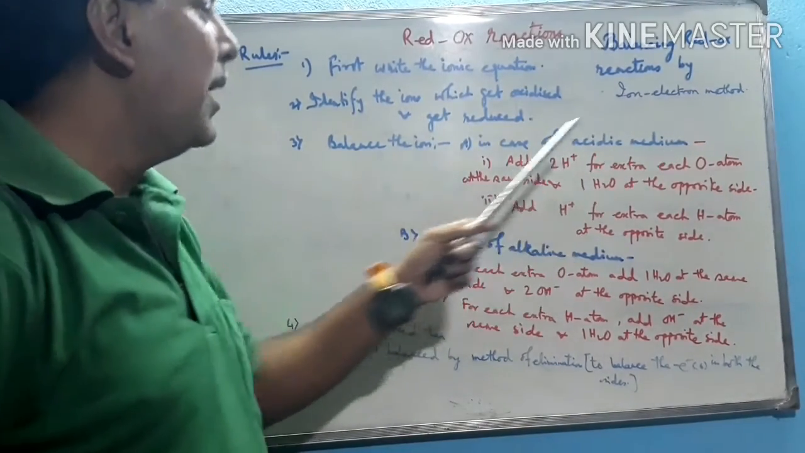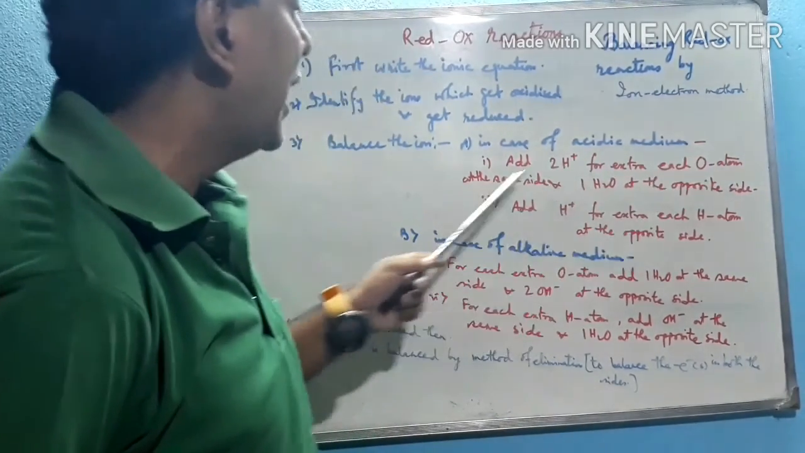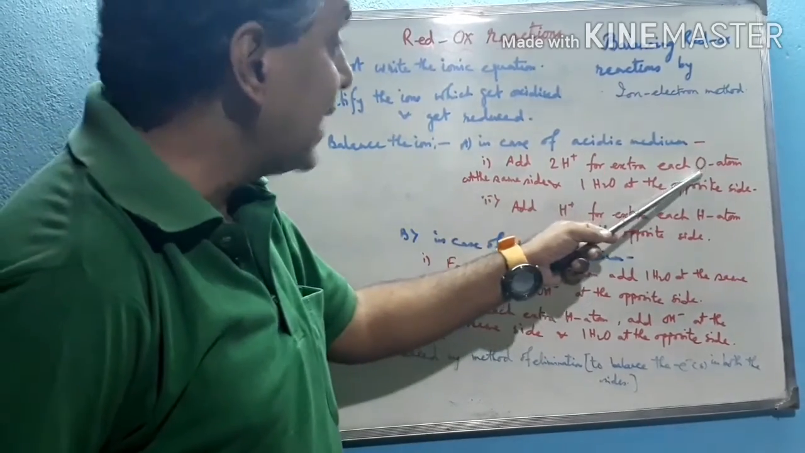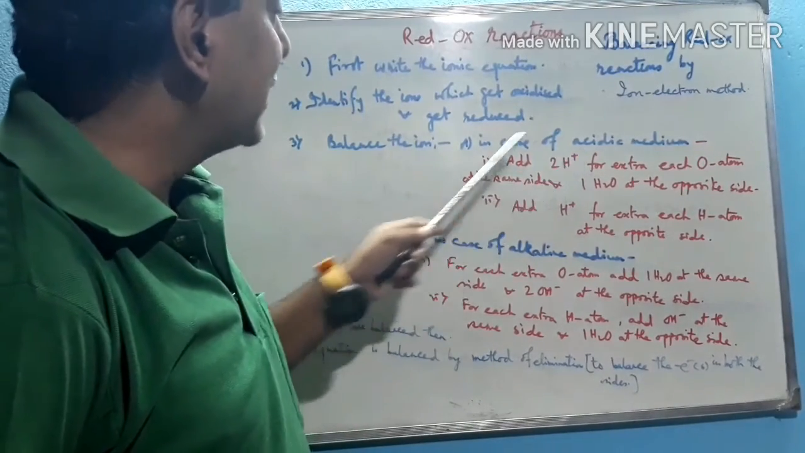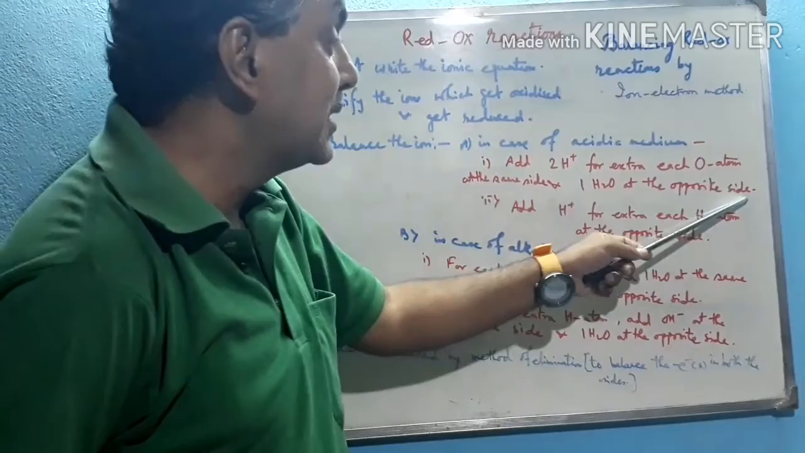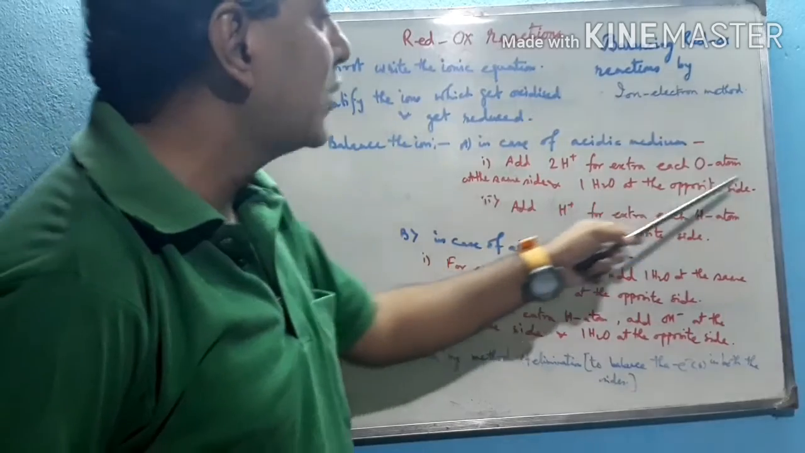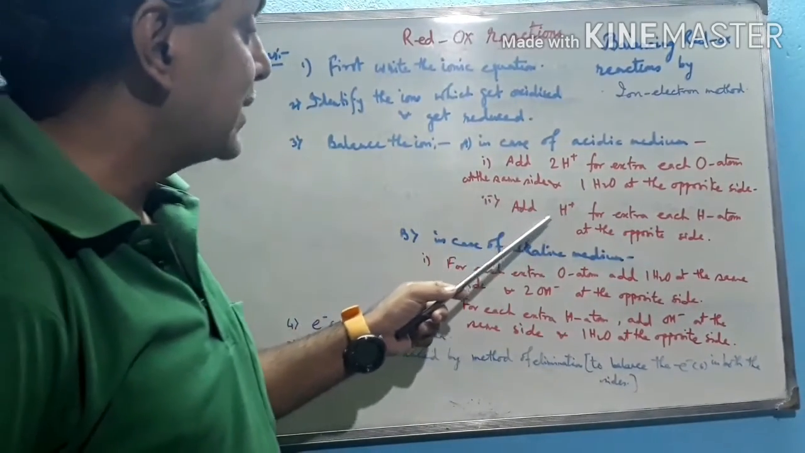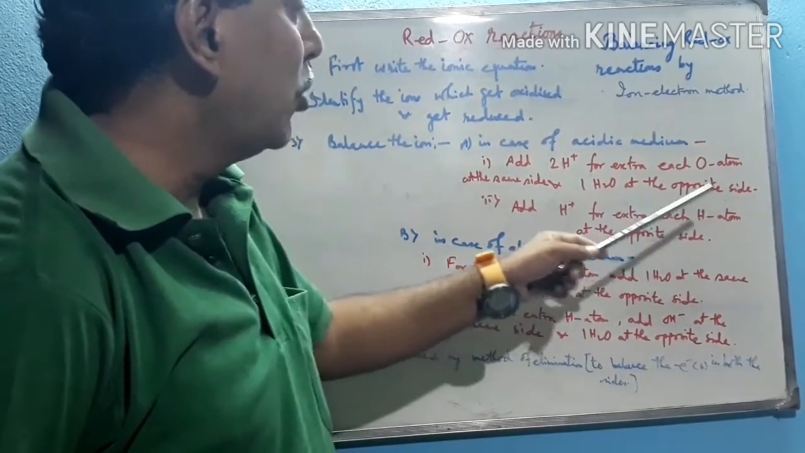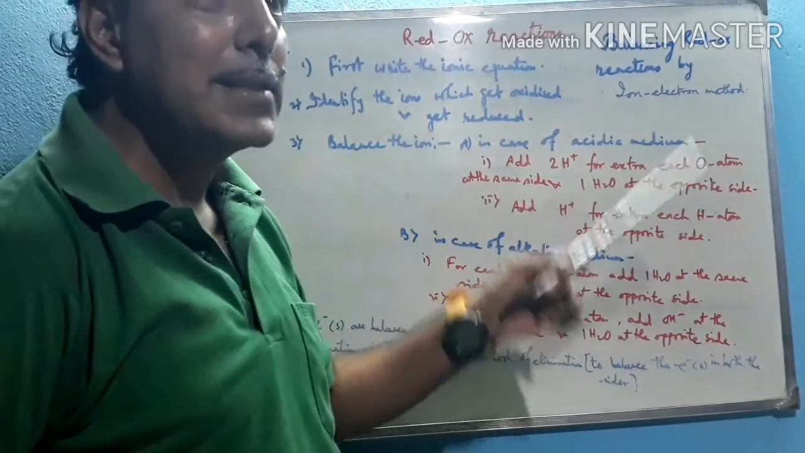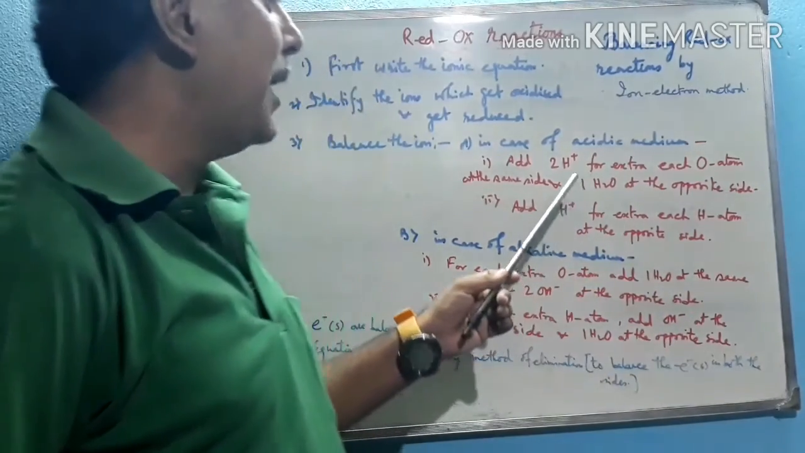In case of acidic medium, add 2H plus ions for each extra oxygen atom at the same side. At that side where the oxygen atoms remain in excess, per oxygen atom we have to add 2H plus at the same side and 1 H2O at the opposite side. In case of extra hydrogen, add H plus for each extra hydrogen atom at the opposite side. Suppose hydrogen is in excess at the left hand side, then we have to add 1 H plus at the opposite side per excess hydrogen atom.